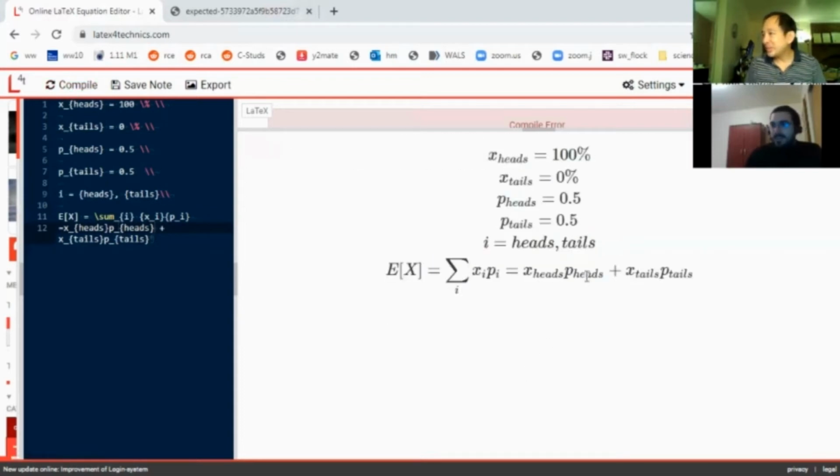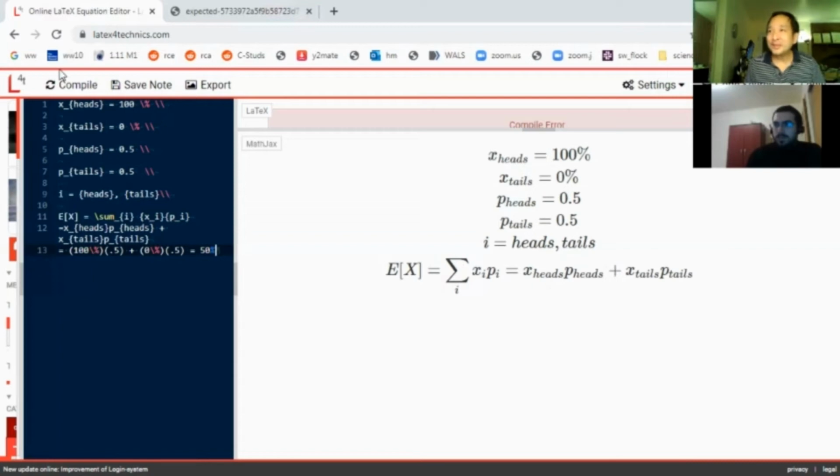X heads, P heads, X tails, P tails. And then now let's put some numbers to it. That equals, X heads is 100% times 0.5 plus 0% times 0.5. And that equals 50%.